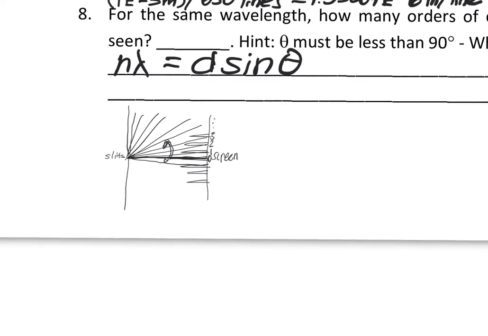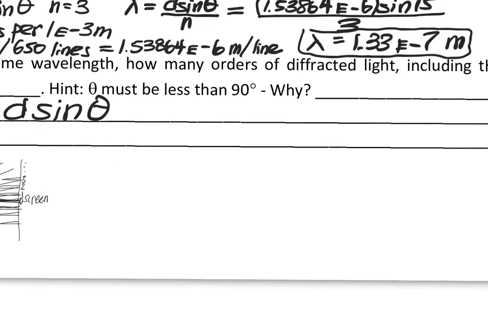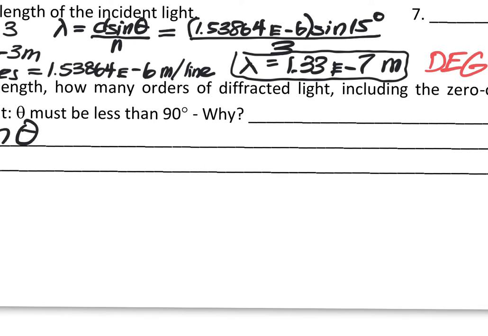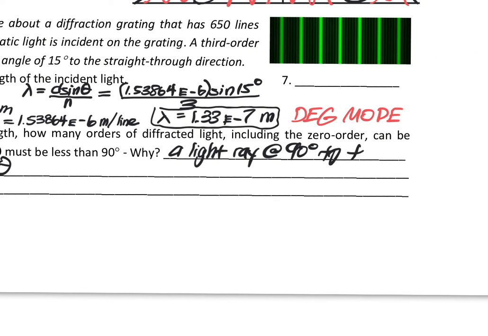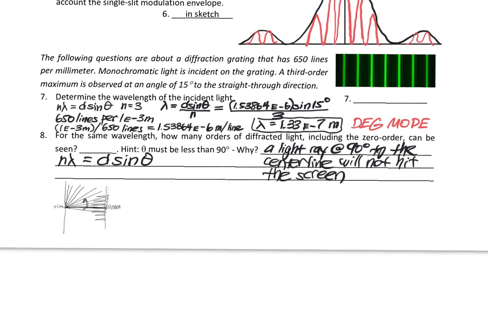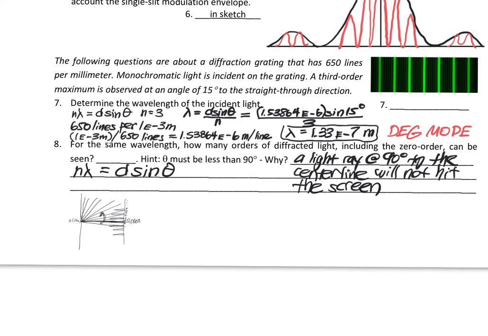So when it says hint, theta must be less than 90 degrees, why? Because a light ray at 90 degrees to the center line will not hit the screen. So that's why.